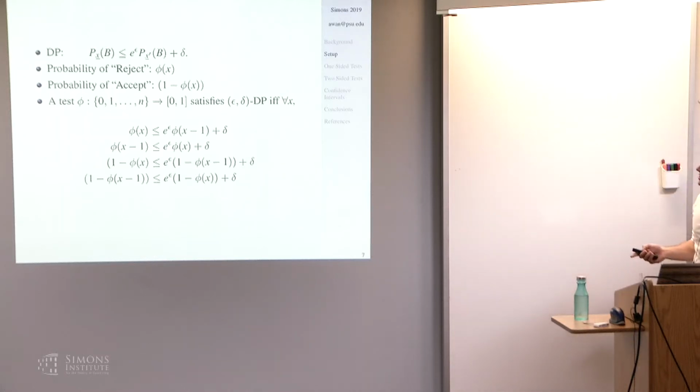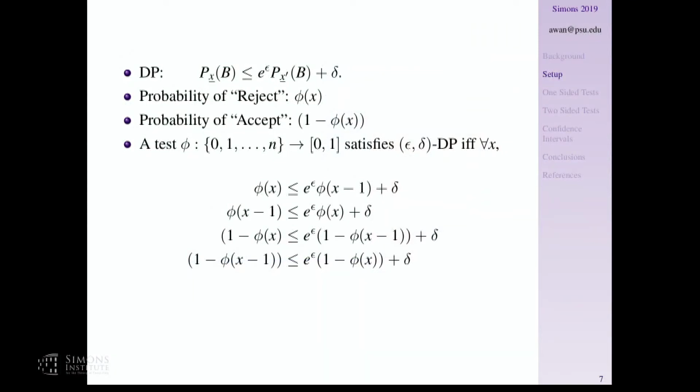In the setting of differential privacy, our notion is in terms of the probability of all possible outputs and all possible adjacent databases. But because our problem is so simple, it turns out we can actually write down all of these inequalities in terms of our function phi. The only outputs of interest, the only sets B of interest, are reject or accept. These have probabilities phi and 1 minus phi. So we can replace all the P of B's with either phi of x or phi of x minus 1. Equivalently, you could do x and x plus 1, but you can rearrange it to get this.